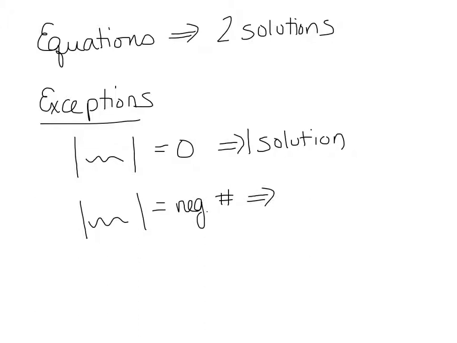This is when you will have no solution. The reason being, the absolute value of some number always has to equal a positive. But remember, this only happens when I get the absolute value by itself. Now that we've taken a look at equations, let's begin to look at inequalities.